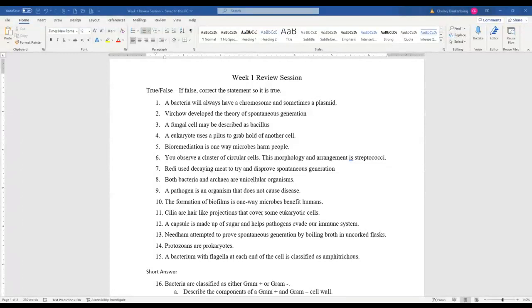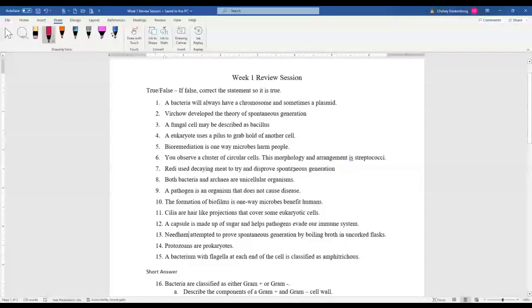Good. Now, can somebody tell me what is the correct morphology and arrangement for a cluster of circular cells? Let me see if this will let me draw. Remember, y'all, a cluster of circles, I'm drawing with my mouse so it's extra bad, sorry, would be kind of like this. Hey, good, Jessica. Yes, staphylococci. Excellent.